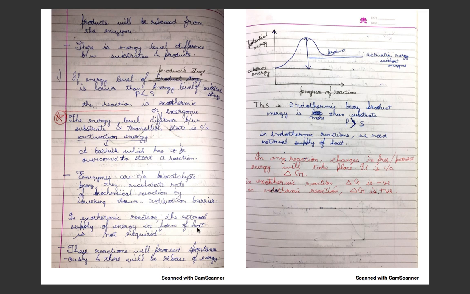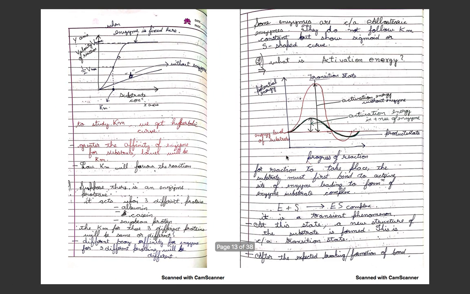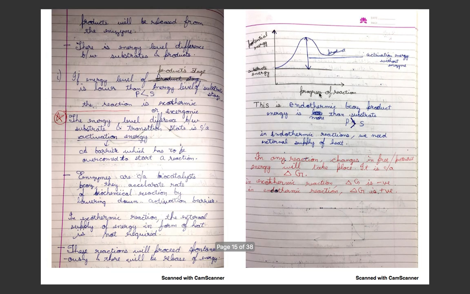In an exothermic reaction, the energy is released as heat, and these reactions will proceed spontaneously, and there will be release of energy as product is formed. Now this is another graph, the endothermic reaction graph. This is simply the exothermic reaction graph, where exothermic means energy released is more. Now this is the endothermic one, where the product's energy is more than the substrate.